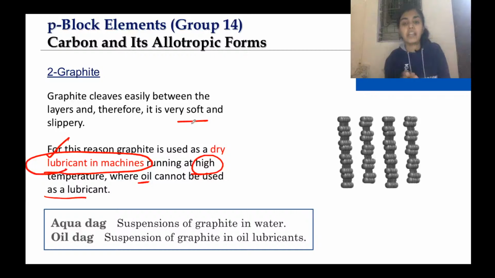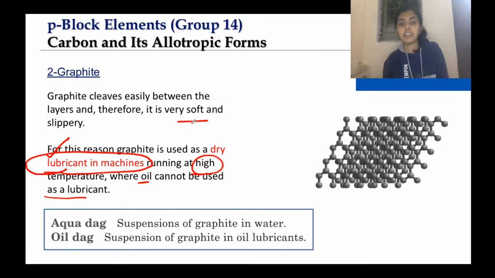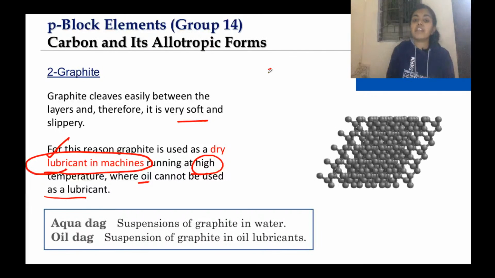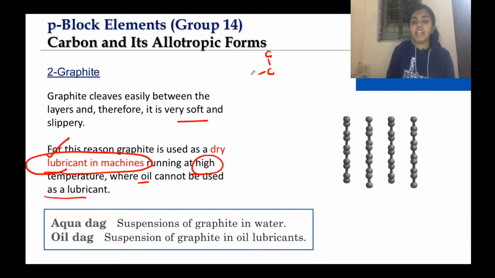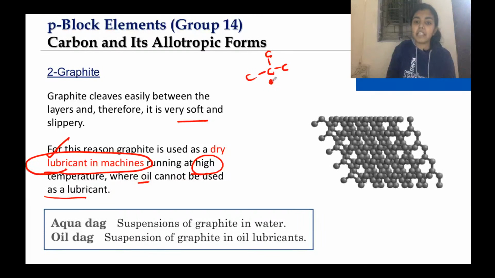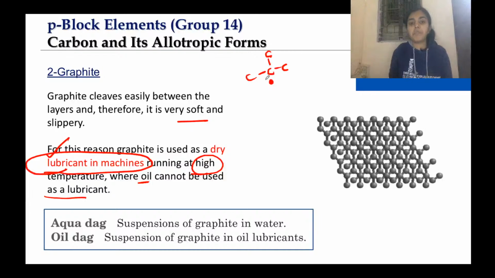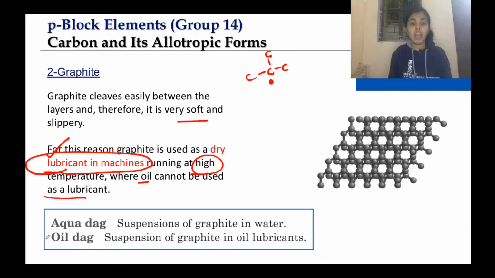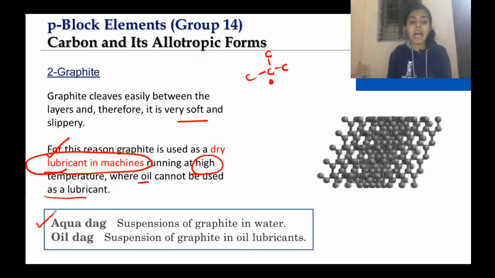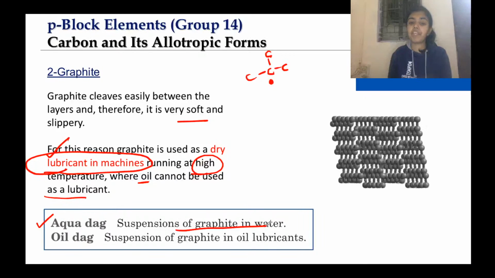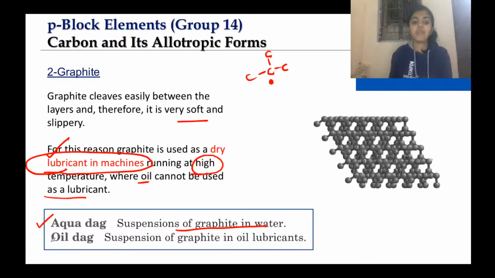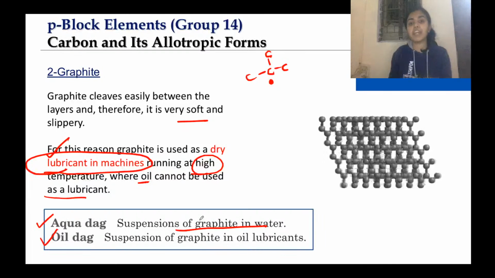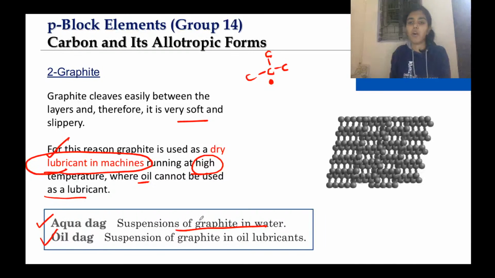And why does it conduct electricity? It conducts electricity because of the 4th electron that is left free, and it is involved in what? Pi stacking. These pi electrons are present between the layers and are responsible for the conduction of electricity, right? Now, what is aquadag? Suspension of graphite and water is known as aquadag, and what is oil dag? Suspension of graphite and oil lubricants is known as oil dag.